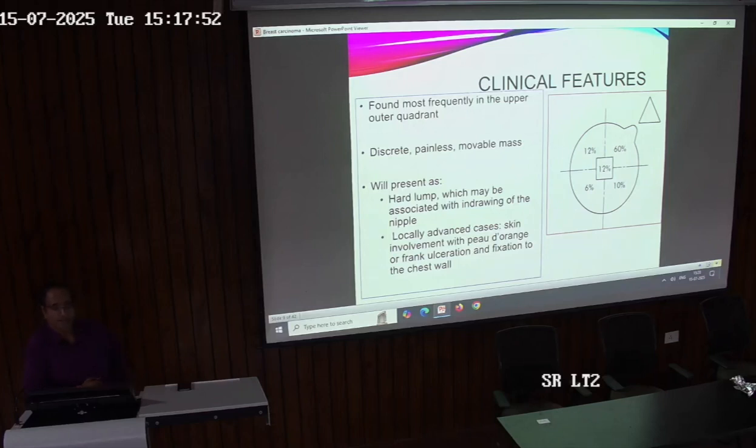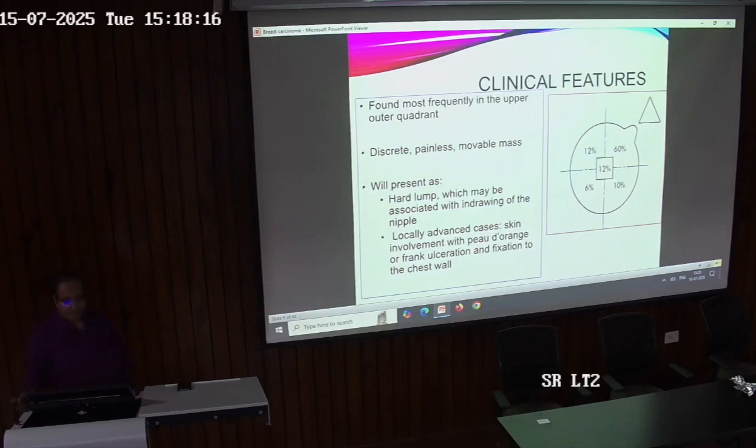Second point, discrete, painless, movable mass. Movable mass will be present when it is diagnosed at an early stage. If it is adherent to the pectoral muscle, it will have restricted movement, and if it is involving the skin or the Cooper's ligament, it will be mobile but not freely mobile.